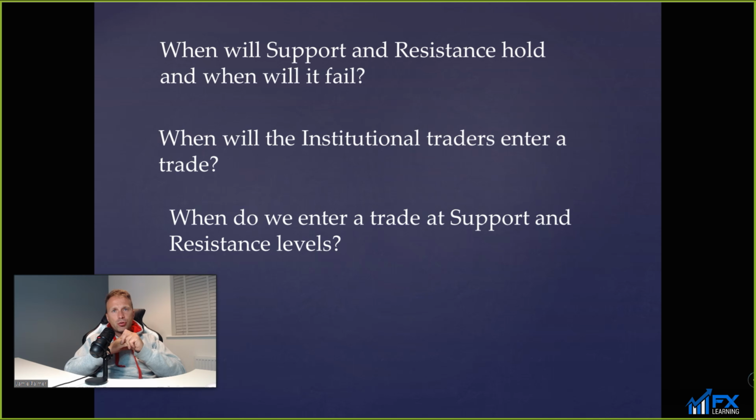When will the institutional traders enter a trade? So again, we're focusing on the key levels here.